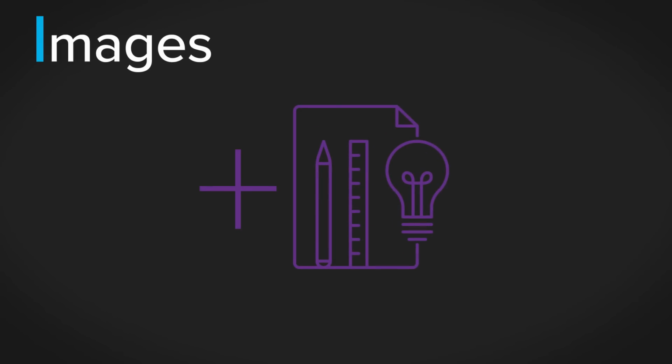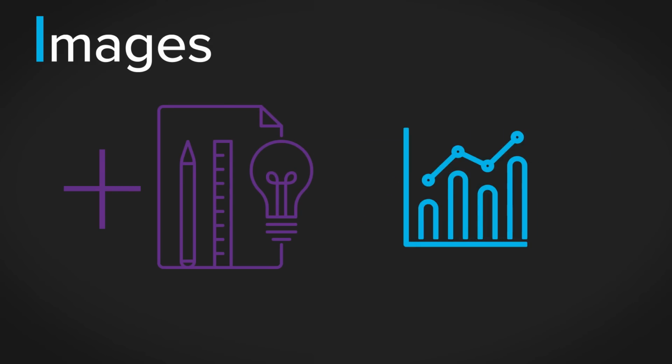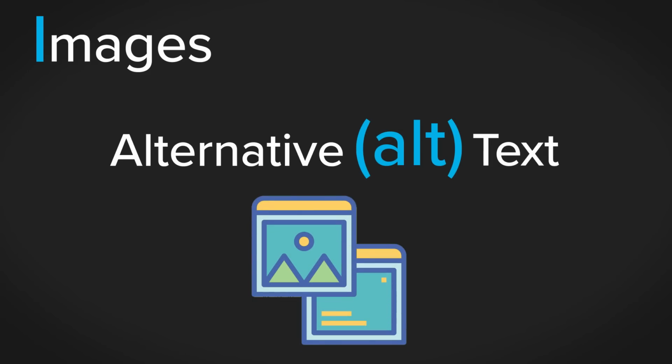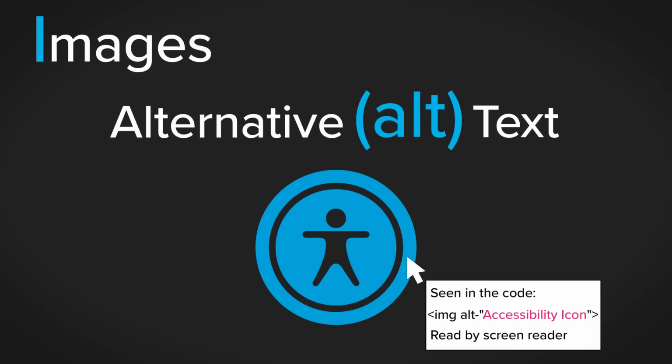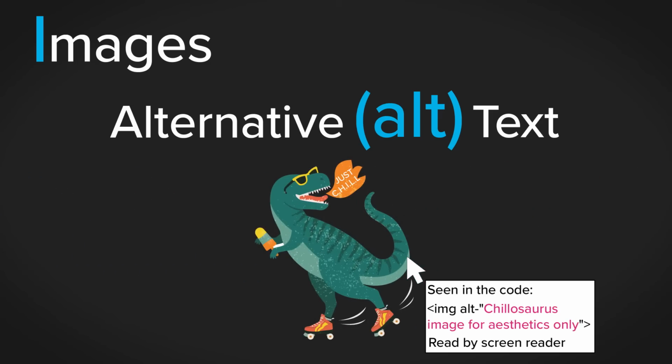I is for images. When adding any visual content in your teaching materials, this could be pictures, graphics, charts, embedded objects and videos. You need to use alternative alt text. Adding alt text will mean there is an alternative description of the image for people who are unable to view it. If the image contains essential information, the alt text should reflect this, or identify if it is simply for aesthetics.